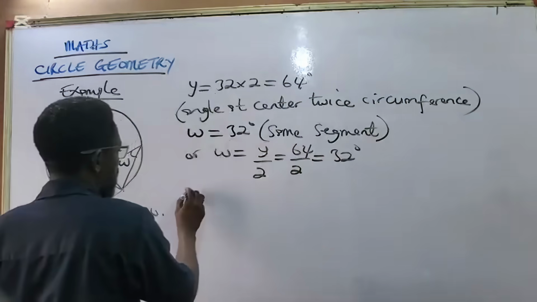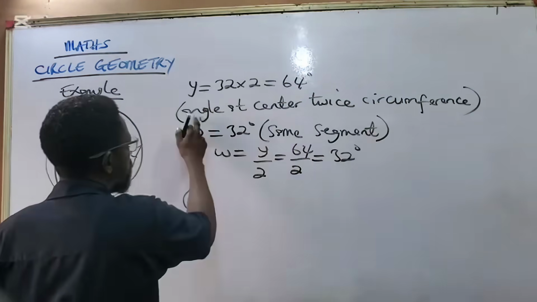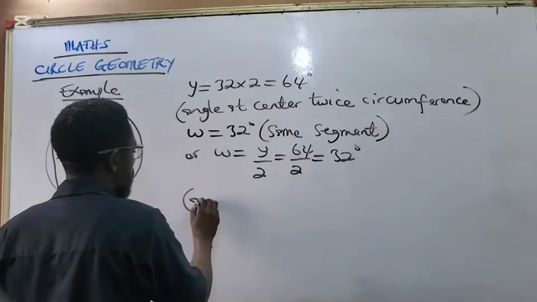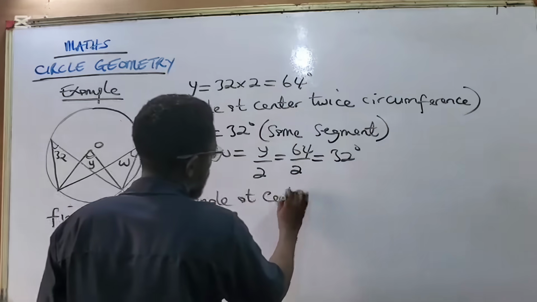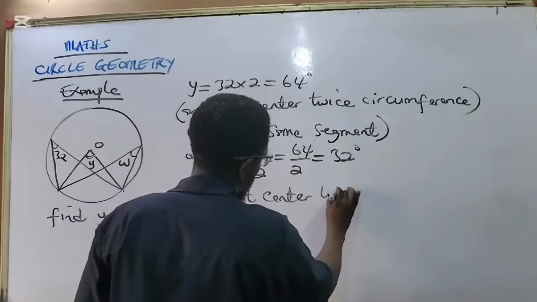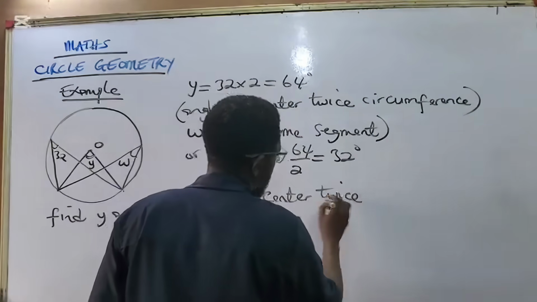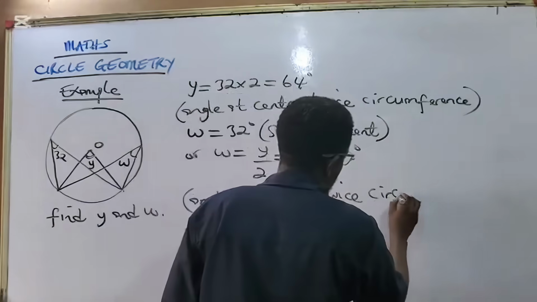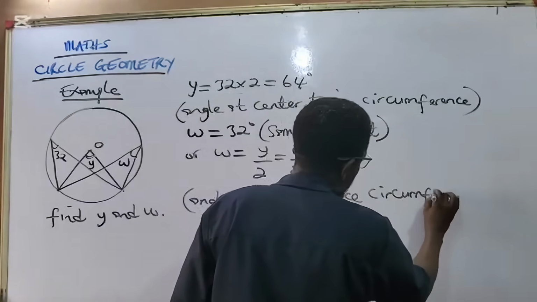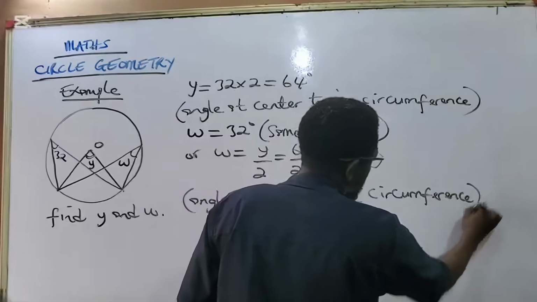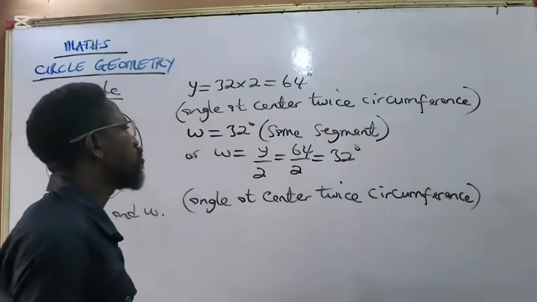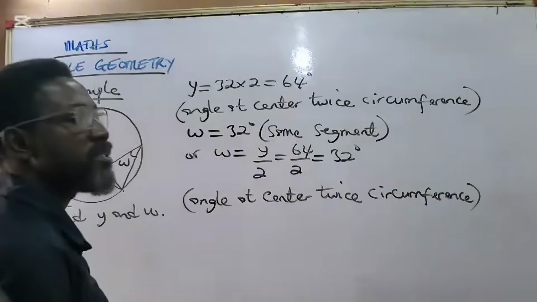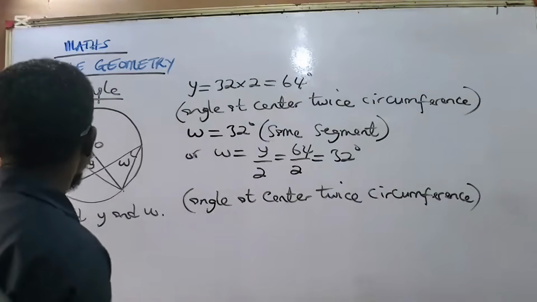Then, for that particular one, now make use of this particular angle at center twice circumference. Angle at center twice circumference. So whatever the theorem we use, we get the same answer. That is example 1.